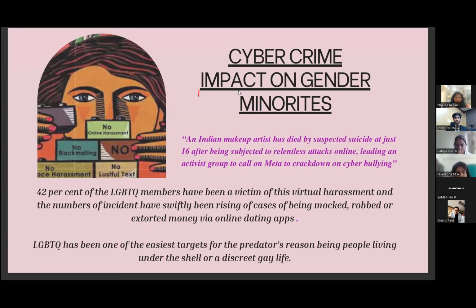One notable crime regarding transgender individuals is cyberbullying. You may have heard the recent news of an Indian makeup artist who died, suspected suicide, at the age of 16, after being subjected to online attacks. Incidents similar to this frequently occur in India, but the cyber cell doesn't look into these or take proactive measures to address them. The suicide rate and suicide tendency among transgender communities have been reported as higher in comparison to the general population. The current sexual harassment laws do not protect marginalized genders from online workplace harassment, and sexual harassment laws need to be included in this current legal process.